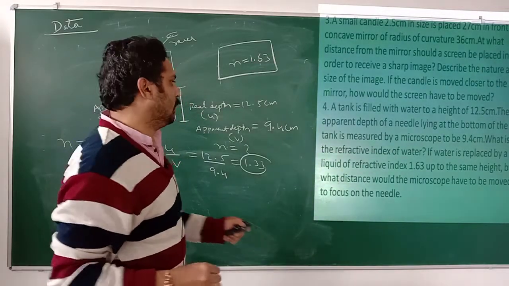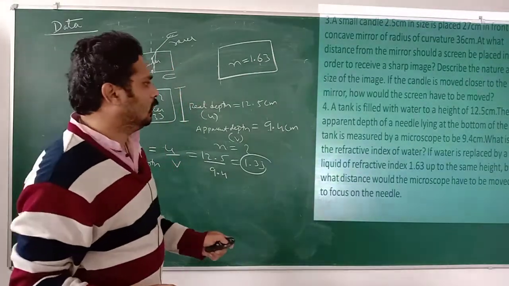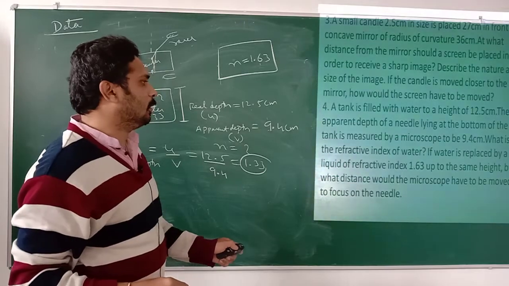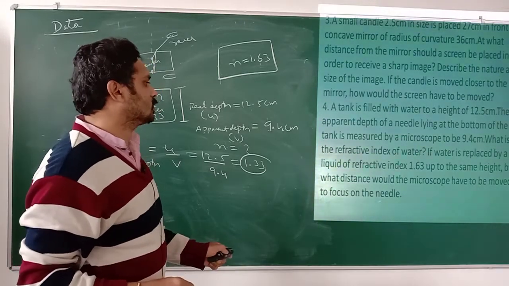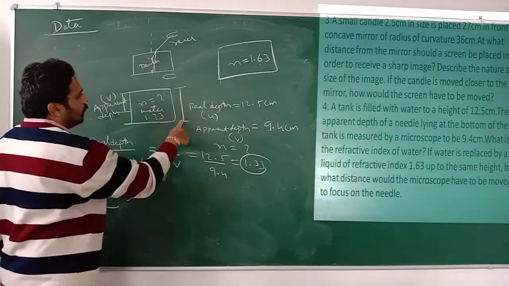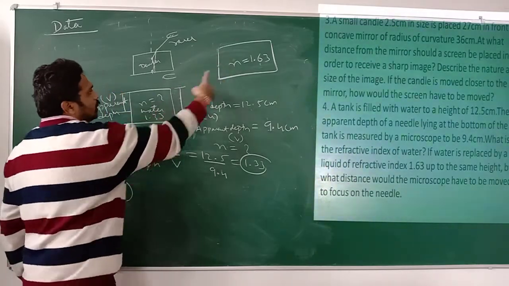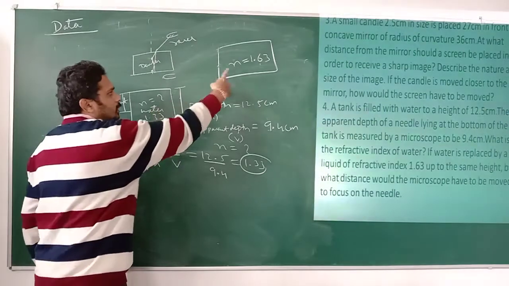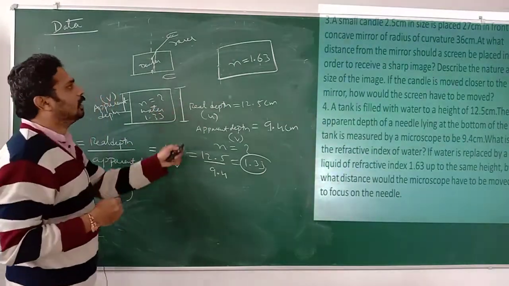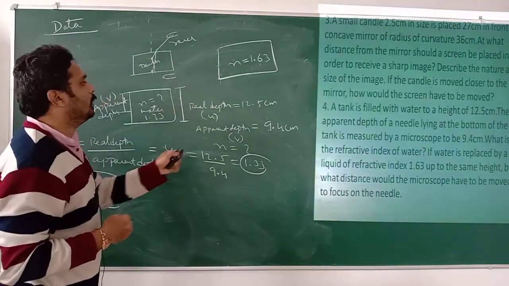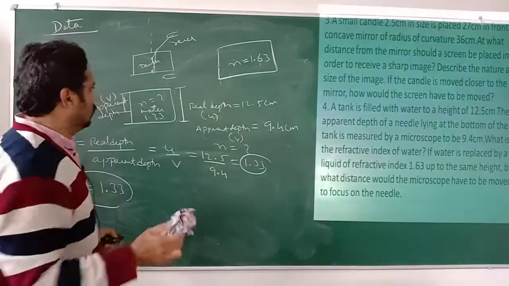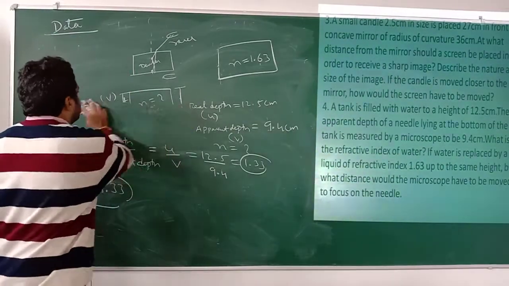Up to the same height we are using. Now by what distance would the microscope have to be moved to focus on the needle? Here the real depth is the same, but the apparent depth changes due to the change in the medium, the change in the refractive index. Once again I am going to calculate the apparent depth.